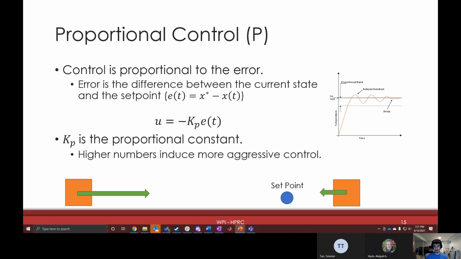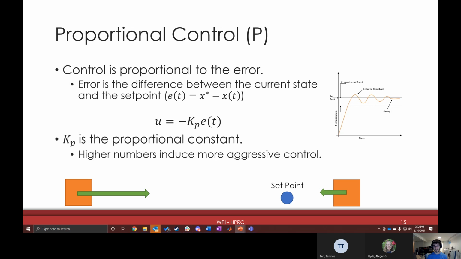So, I mentioned this last time, but another type of control you can use is proportional control. Essentially, this is control proportional to the error. And when I say error here, I mean the difference between the current state and the set point. So the farther away you are from your initial set point, the greater the error.